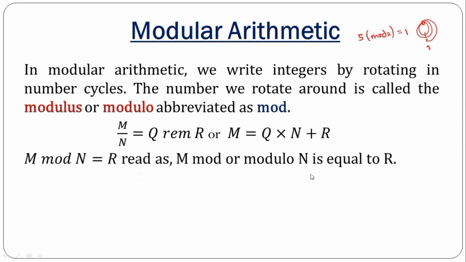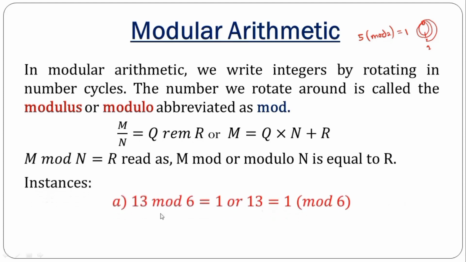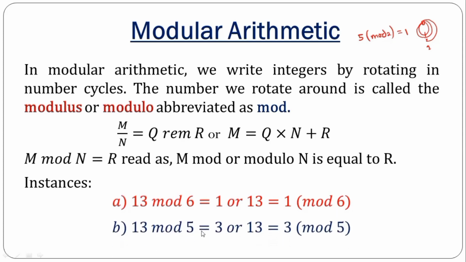Now you see how to read this like I did here: m modulo n is equal to r, being the remainder. Let's look at some instances. 13 mod 6 is equal to 1 because the remainder, when you do this division, is 1. Again, 13 in mod 5 is equal to 3 because the remainder here will be 3. And look at another way to write this: I can say 13 is equal to 1 mod 6.